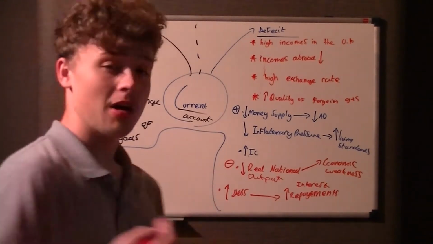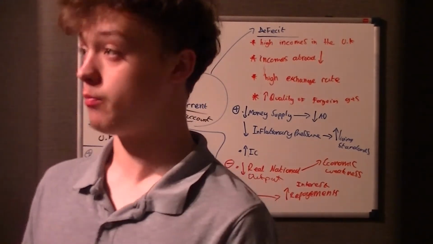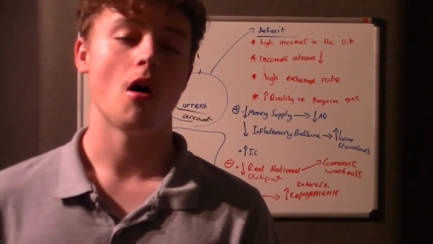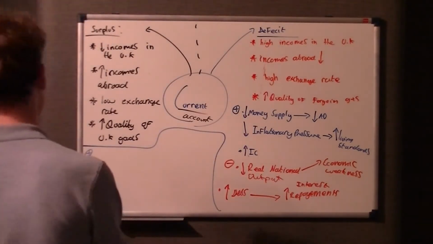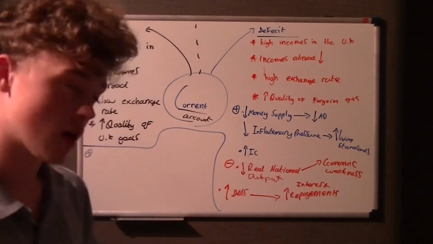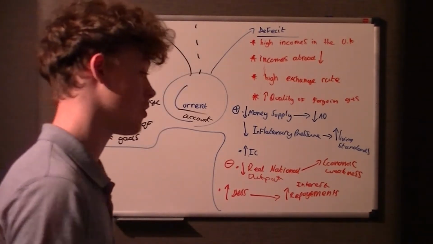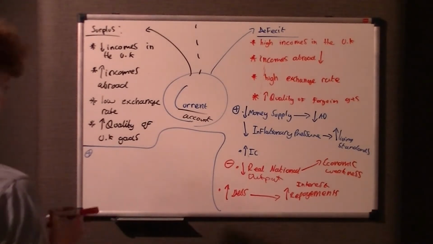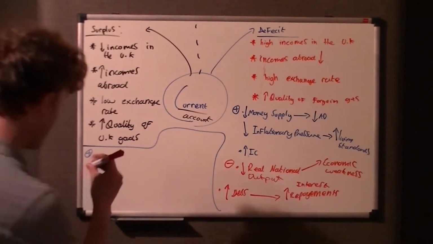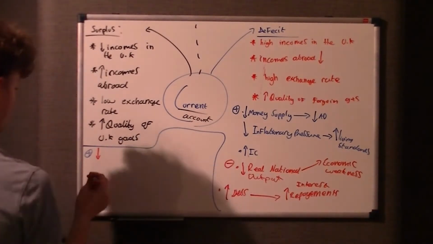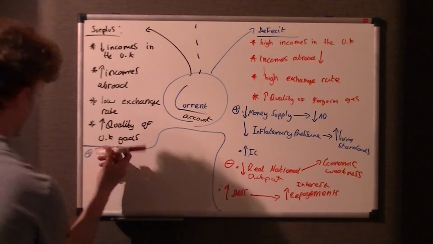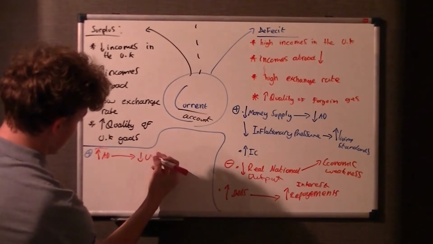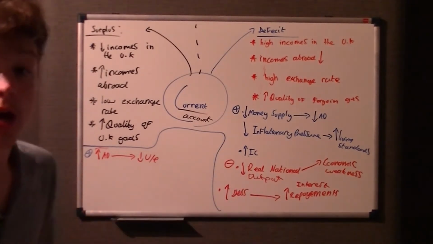So if real national output increases, demand for labour increases, because labour is derived demand. If there's more being produced, there's more workers needed. So unemployment decreases or employment increases, depending on how you phrase it. So I'll put: increase in AD leads to a decrease in UE, which is short for unemployment.